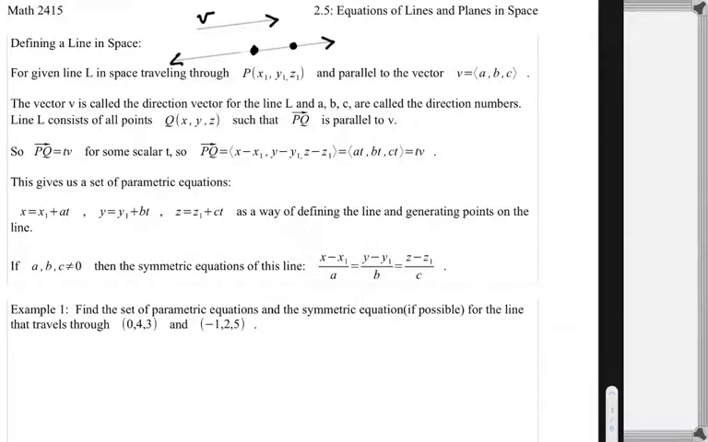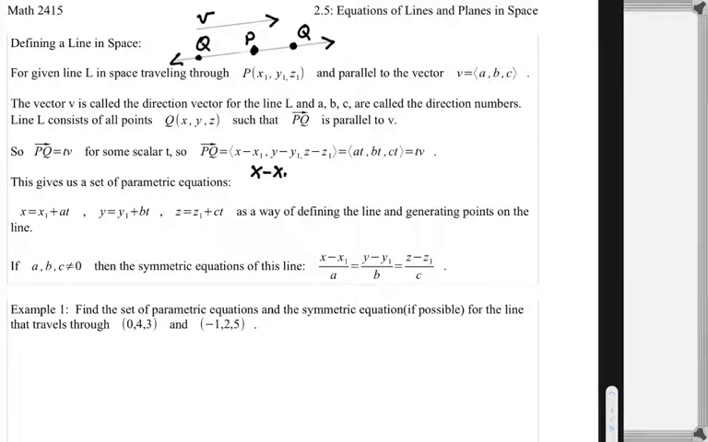Okay, the vector v is called the direction vector for the line L, and a, b, c are called the direction numbers. Line L consists of all points Q (x, y, z), such that PQ is parallel to v. So the vector PQ is equal to tv for some scalar t. Normally we would use c, but c is going to be occupied a little bit later. Okay, so let's go ahead and draw that. So there's two different Q's on our line L up there.